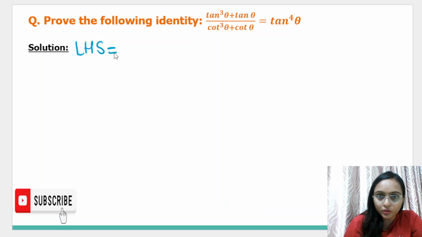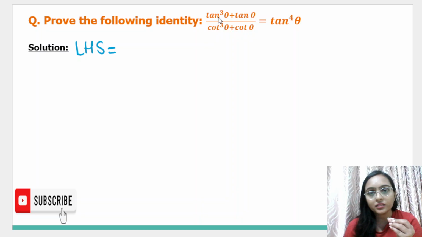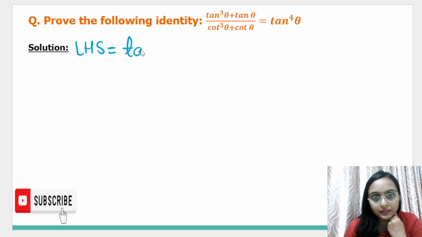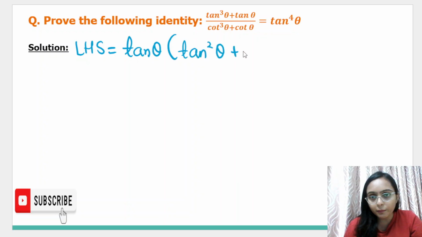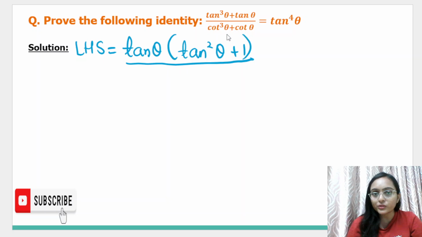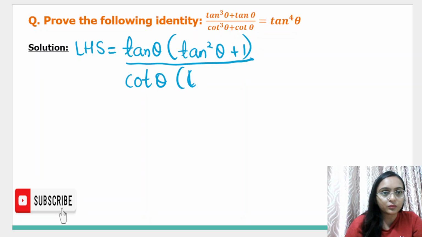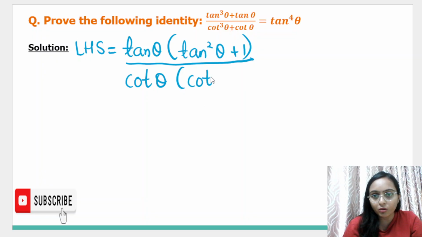So if you see clearly, in the numerator there are two terms, both the terms have tanθ as common. So we will take tanθ outside and what is left from tan³θ is tan²θ plus 1. Similarly, in the denominator as well, you have cotθ which is common in both the terms. So you take cotθ common and here you get cot²θ plus 1 as common.